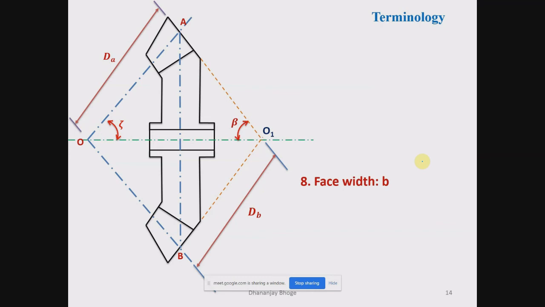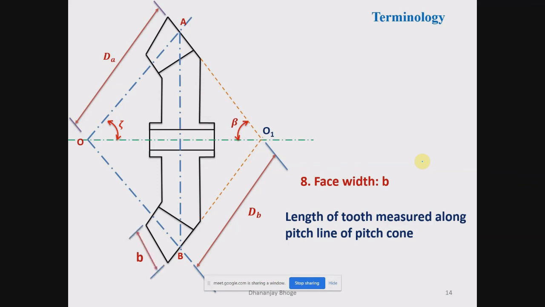Number 8, face width. Small b, face width. Read this. Length of tooth measured along the pitch line of pitch cone. Length of tooth measured along the pitch line. This is B. Length of teeth measured along the pitch line of pitch cone. This is the face width B.